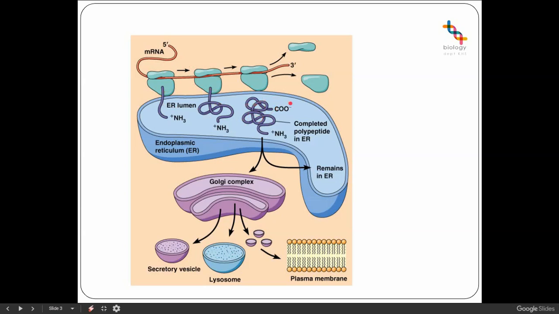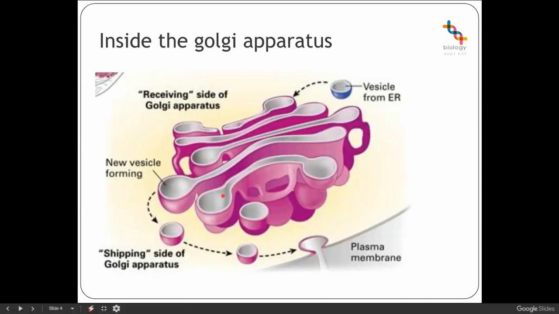Any protein which completes translation in the endoplasmic reticulum is transported by vesicles, which bud off from the ER, so those little vesicles appear from here, and they fuse with the Golgi apparatus, and then they undergo post-translational modification before being secreted elsewhere. So within the Golgi apparatus itself, as proteins are moving through, they're undergoing post-translational modifications, which primarily are the addition of carbohydrate groups.